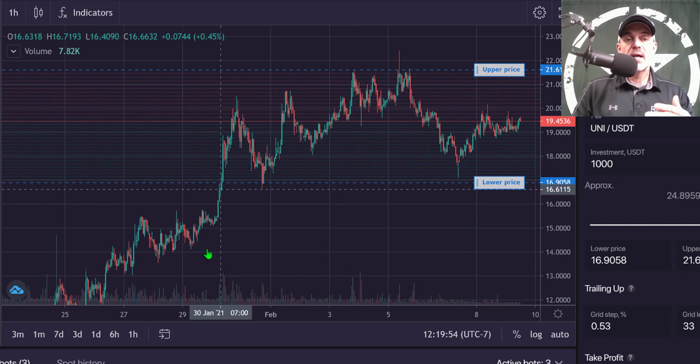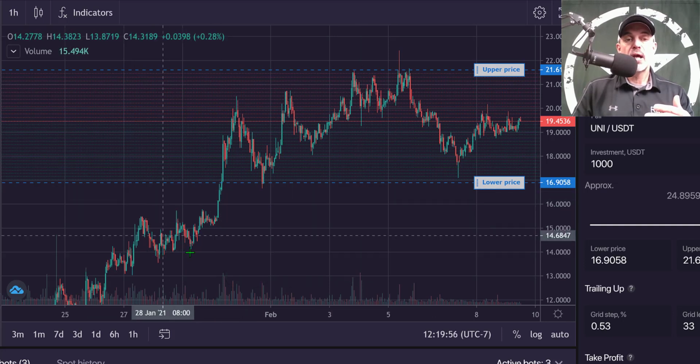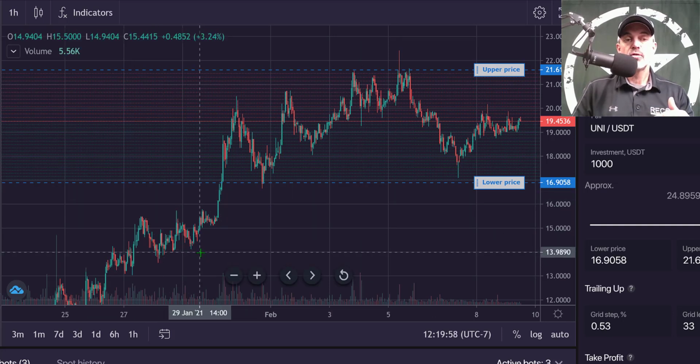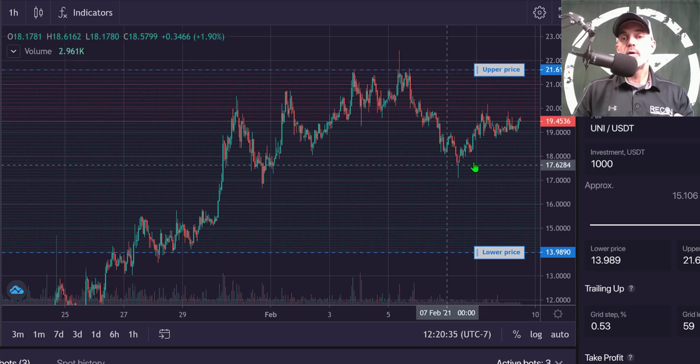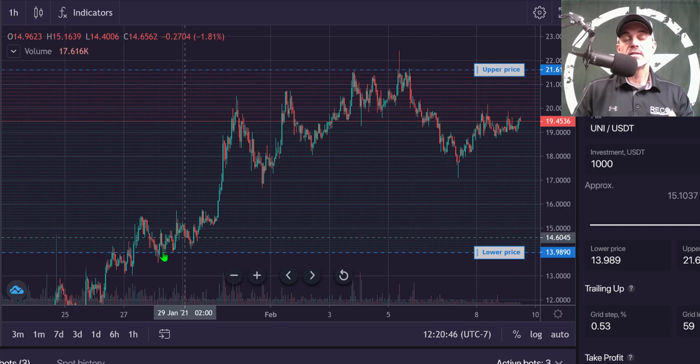So I keep checking my 6 and look back a little further, and I can see more support in this region here. So we'll drop the bar down into there. And now I'm giving Uniswap a little more room to maneuver, and still basing my lower price level on actual technical analysis being a support level.